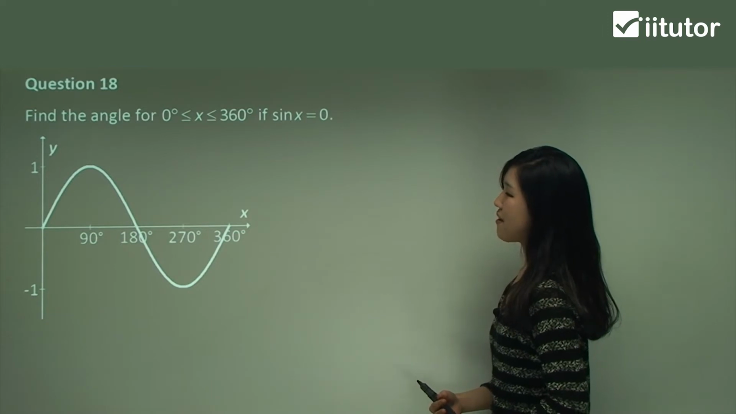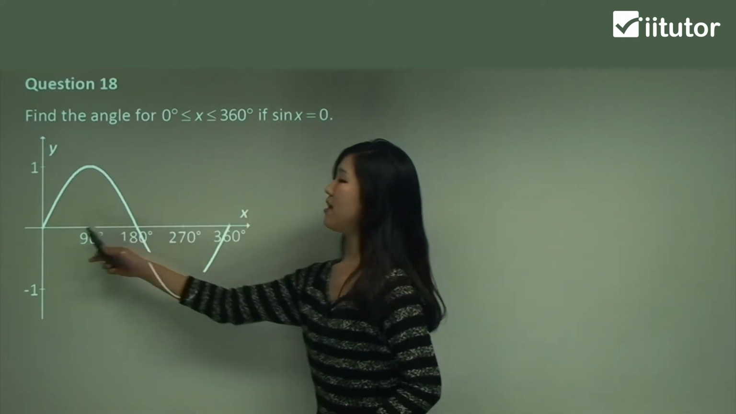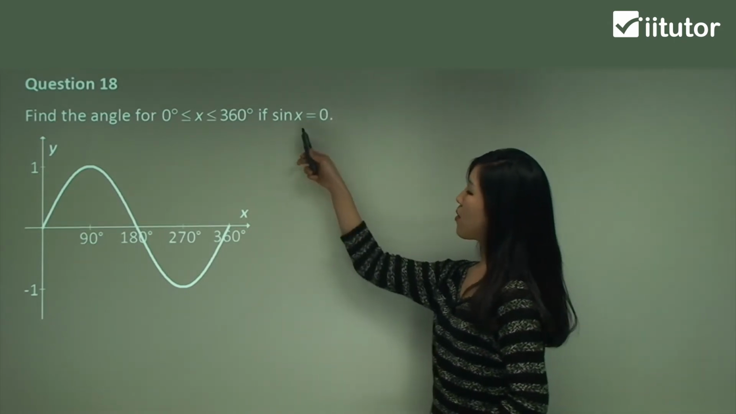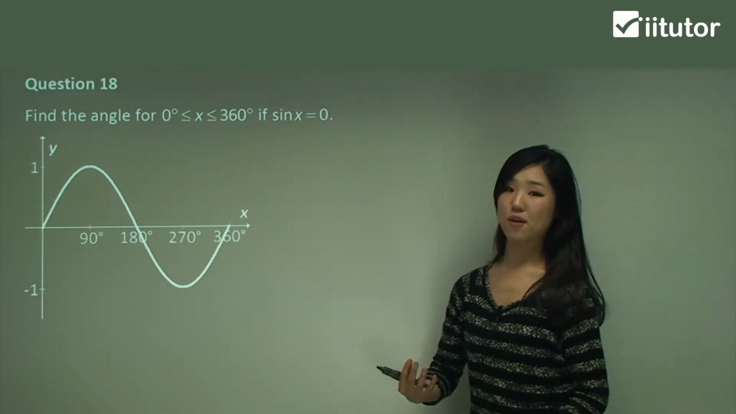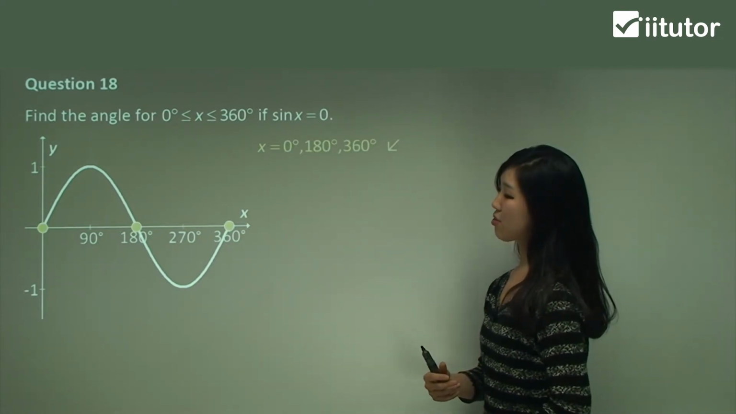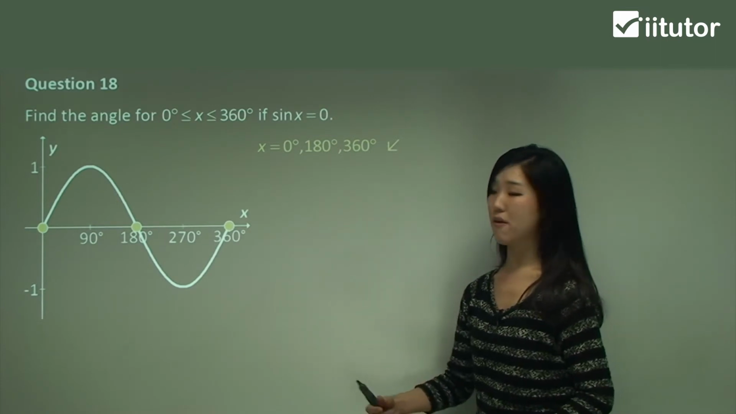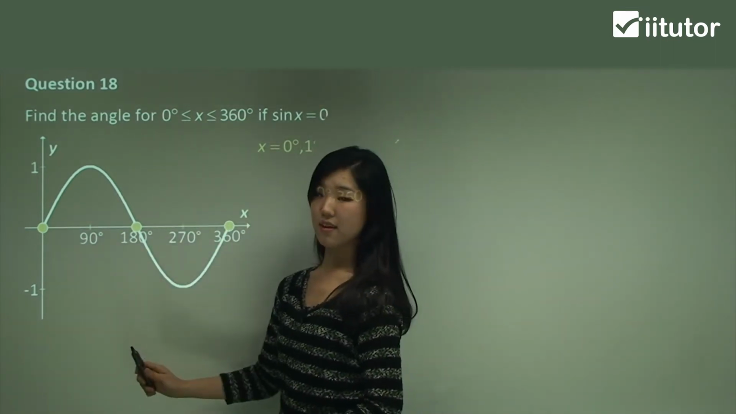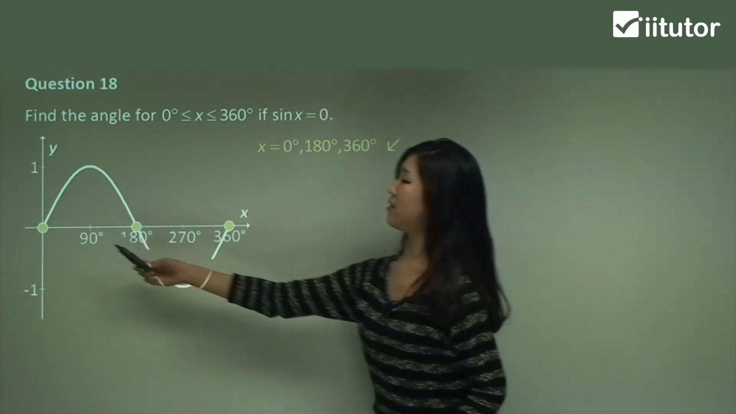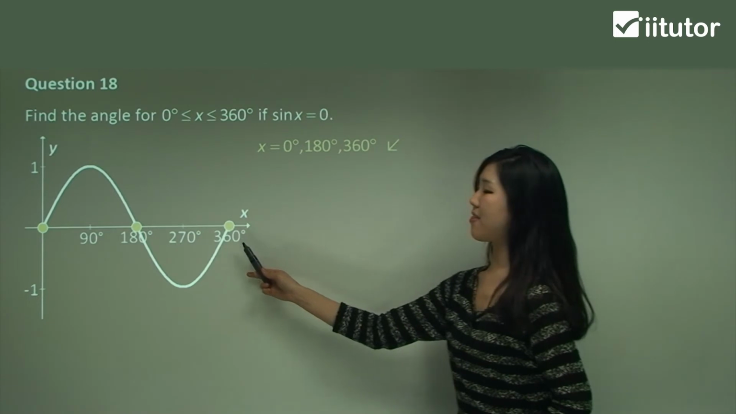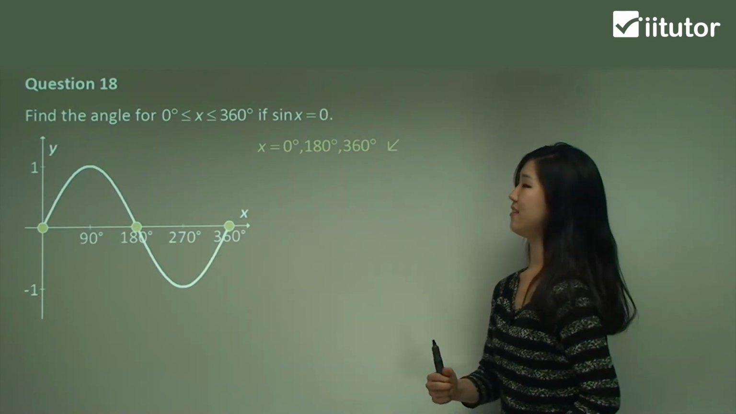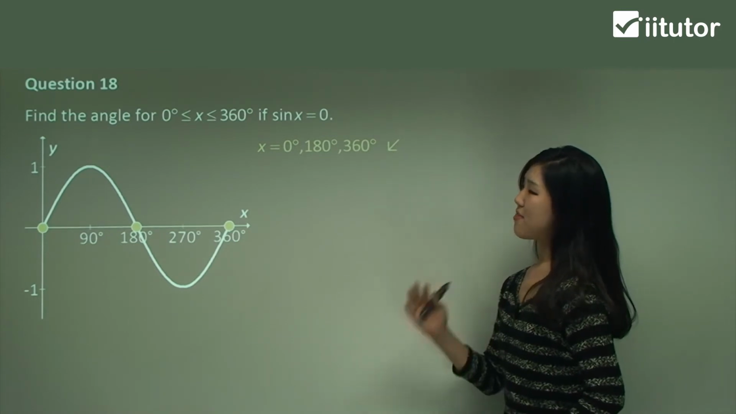Question 18 says, find the angle. Again, it's going to be between 0 and 360, because this one is going to keep moving on and on. So we want to know this time when sine x equals 0. Have a look on the diagram, guys. Those 3 points make sine x equal to 0, because they're on the x-axis. So the 3 angles that make sine x equal to 0 will be 0 degrees, 180 degrees, and 360 degrees. That's the answer. So we've got 3 solutions for this one. Very simple. That's question 18.